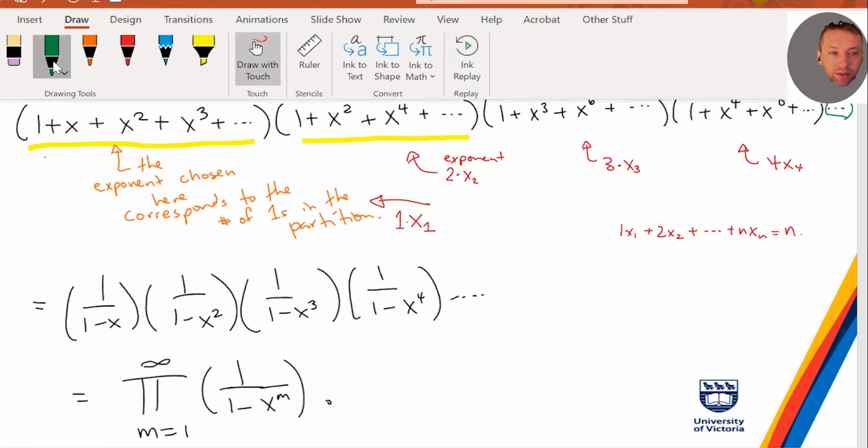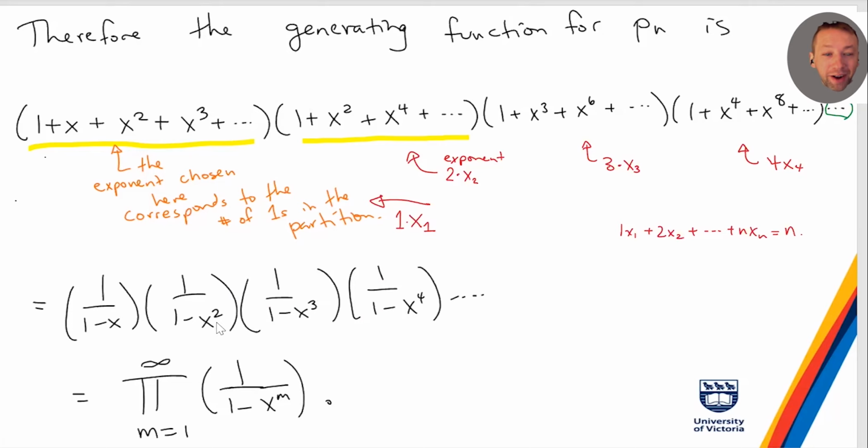Now, of course, we know how to simplify this, or I'm not sure if it makes it simpler or not, but the first term we can write as 1 over 1 minus x. The second factor is just 1 over 1 minus x squared. Then you have 1 over 1 minus x cubed, x to the 4, x to the 5, and so on and so forth. So this is just the product of... are you guys familiar with this product notation? Yeah?